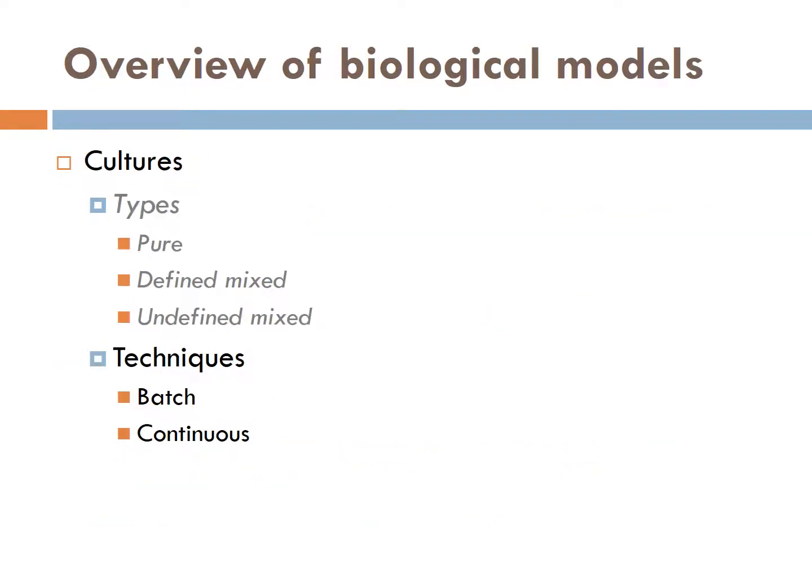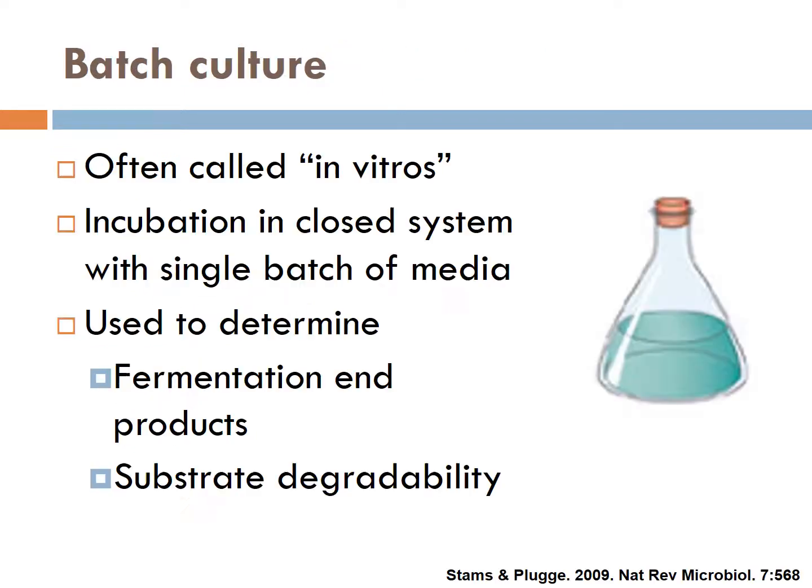Each of these types of cultures can be deployed using one of two techniques. We can use batch cultures, or we can use continuous cultures. Batch cultures are oftentimes called in vitros, though continuous cultures are also in vitro systems. In batch cultures, we perform an incubation in a closed system with a single batch of media. These are often used to determine fermentation end products and substrate degradability, for example, the degradability of a test feed.